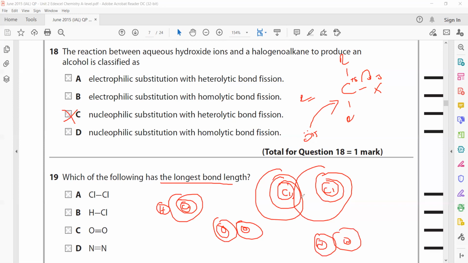So which has the greater distance between the centers of the two nuclei? That's called the bond length. So chlorine will have the longest bond length.